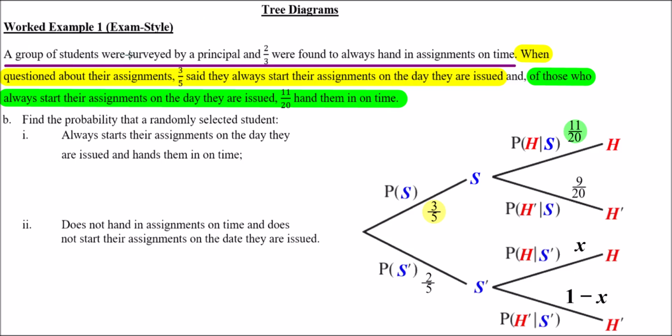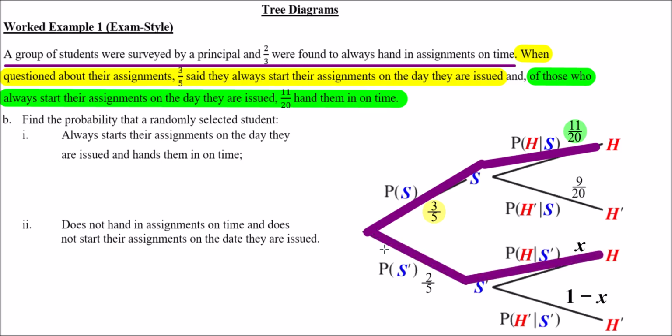So a group of students were surveyed by a principal, and it does say 2/3 were found to always hand them in on time. So there's two scenarios how that could be. The student could start them on time and then hand them in on time. So it could be these students here, or it could be the students that actually start them late, but then go on to hand the assignment in on time anyway. So it could be this branch down here, which I'm going to highlight in purple as well.